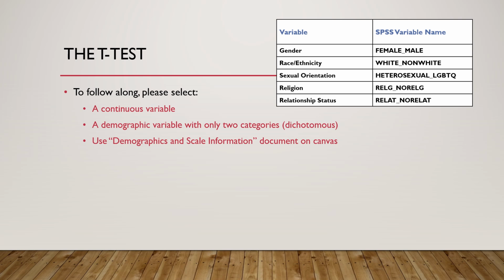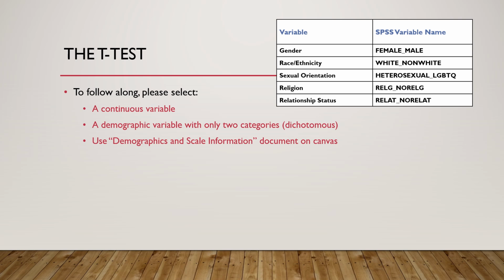I have those listed in the top corner there, the ones that are available to you. Reminder that some of the original variables have multiple levels, but I did talk about in a previous lab how they were converted into dichotomous levels, so there's only two categories, instead of more than two when you wouldn't be able to run a t-test. If you have any questions, you can use the demographics and scale information document that is on Canvas.